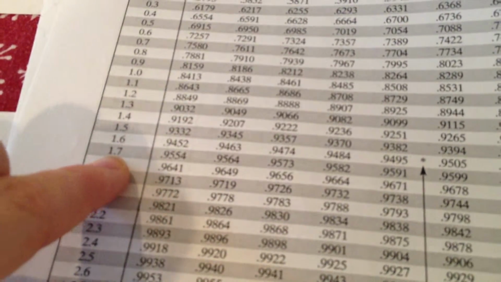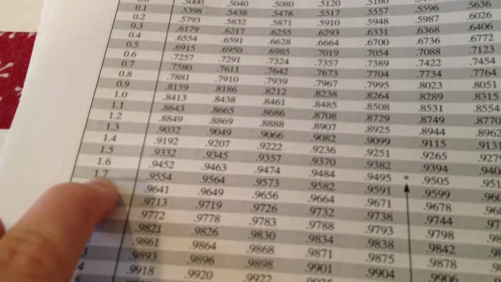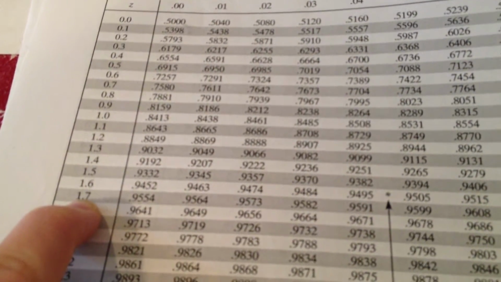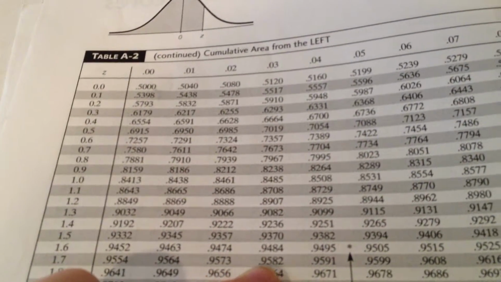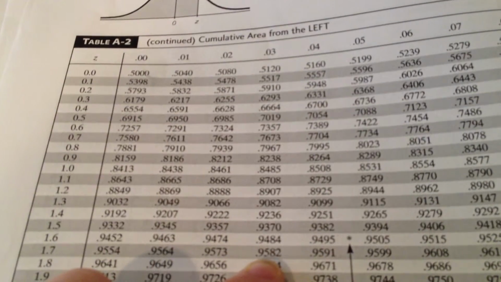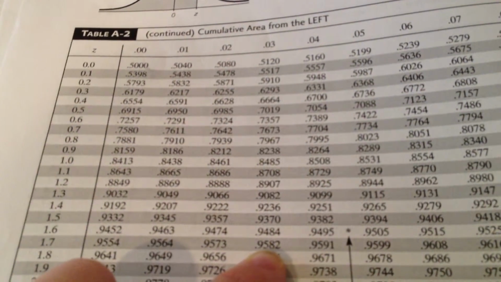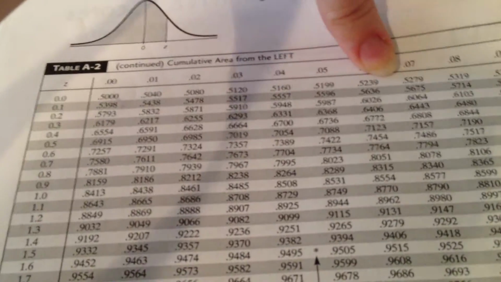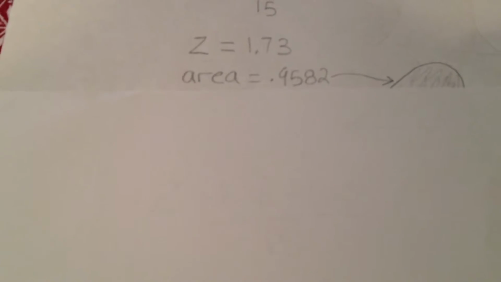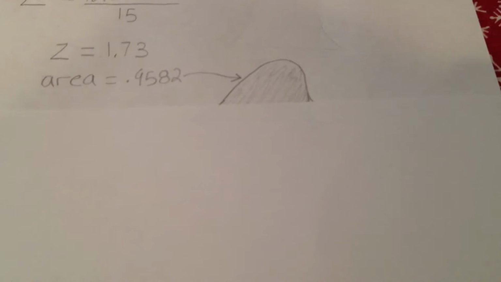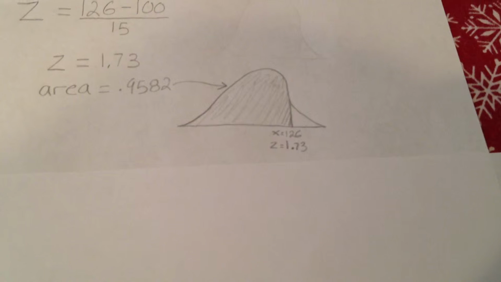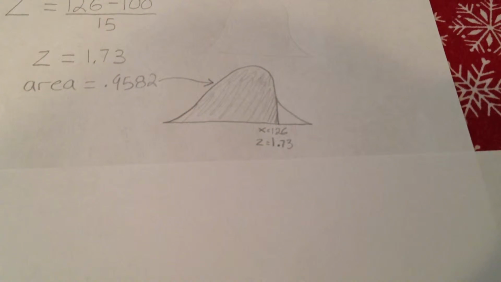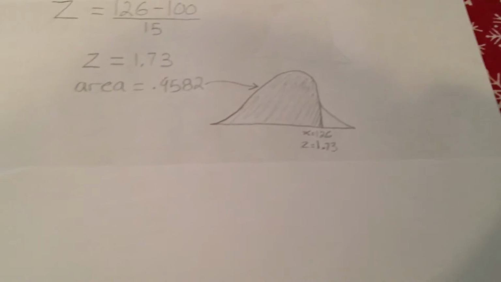So to find our area for our z-scores, we take out our z-table again, and we look in the positive area, and you look for 1.7. Now our next number after 7 is 3, so you look for 0.03, which is 4 columns over. 1, 2, 3, 4. So our area is 0.9582. So you write that number down, and that is our area. Now if we were just looking for that area, our curve would look like this. X equals 126, our z-score is 1.73, and that would be our shaded area.